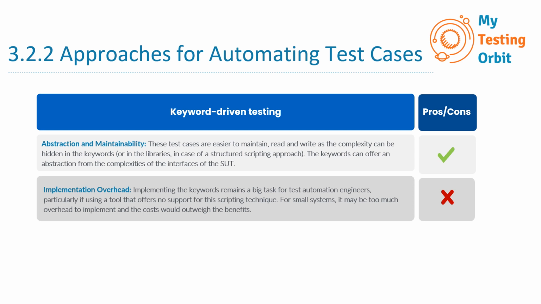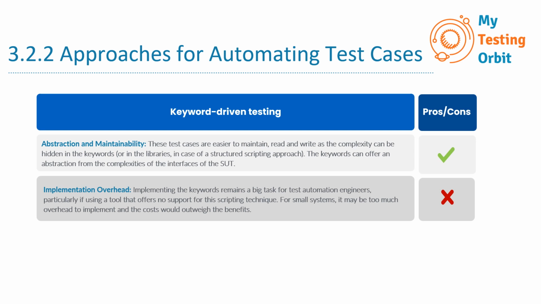So the first one is implementation overhead. Implementing the keywords remains a big task for test automation engineers, particularly if using a tool that offers no support for this scripting technique. For small systems, it may be too much overhead to implement and the cost would outweigh the benefits.